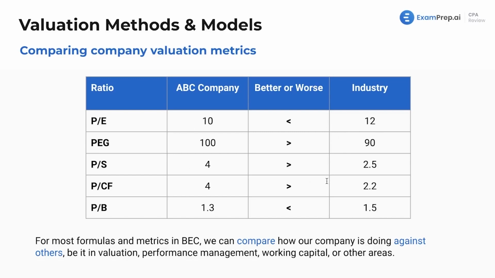For most formulas and metrics in BEC, we can compare how our company is doing against others, be it in valuation, performance management, working capital, or other areas. You would have seen this as well, depending on the order you're viewing this, in our working capital section, where we cover formulas such as the turnover ratios and cash conversion cycle. Lots there where it differs, right? It differs if it's better to have a higher or lower metric. But generally speaking, for the company, it's better to have a higher of all of these.